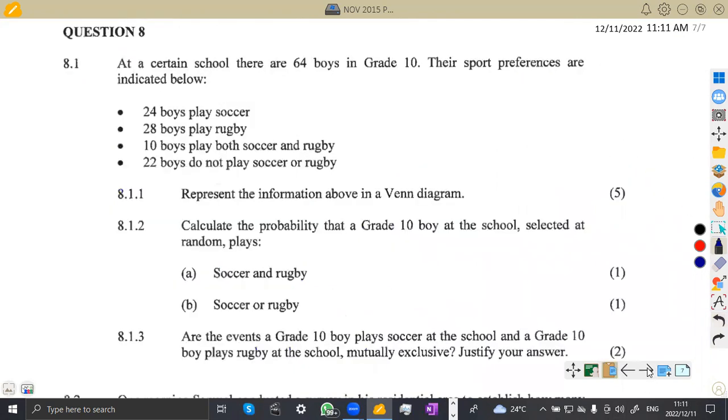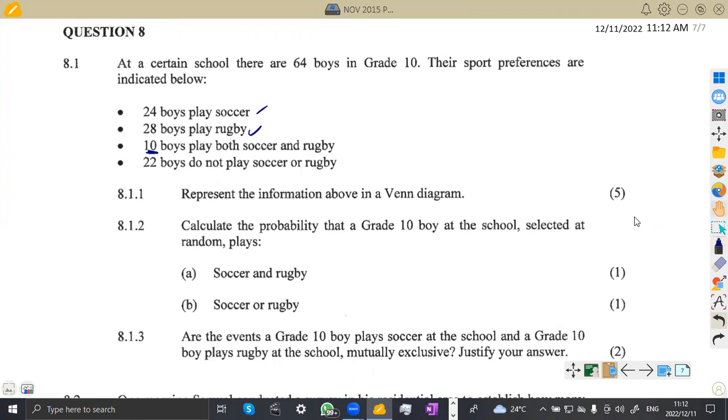All right, let's check the other part of the question, which is question number 8. At a certain school, there are 64 boys in grade 10. Their sport preferences are indicated below. So these are 64 boys in grade 10. 24 boys play soccer, rugby 28, 10 boys play both, and 22 do not play. Represent this information on a Venn diagram.